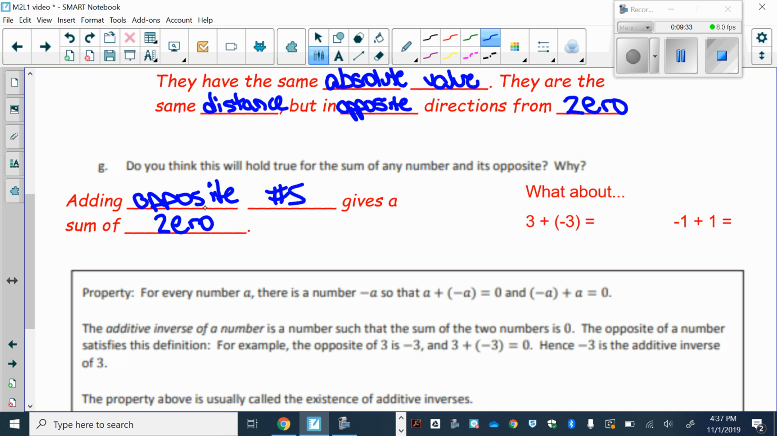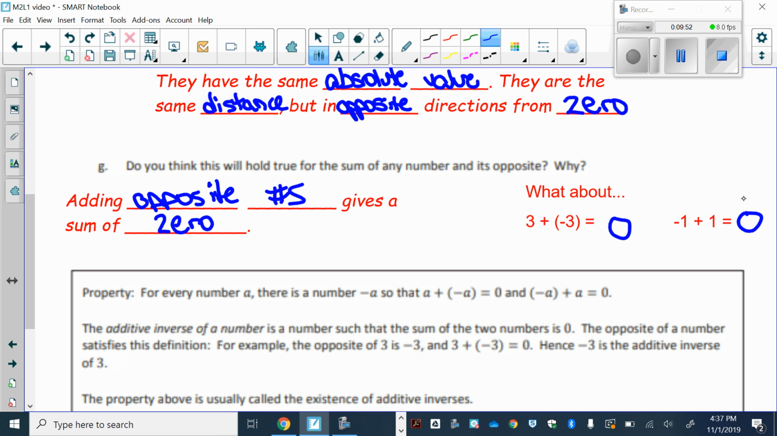So what about if we have 3 and we have negative 3? We're going to go to the right 3. Then from there, we're going to go to the left 3. We land at 0. So from 0, we go to the left 1, and then we go to the right 1. Where are we? 0.